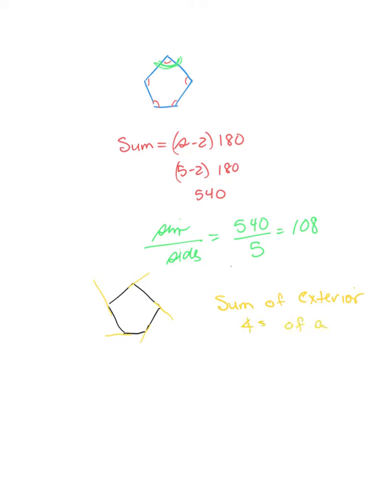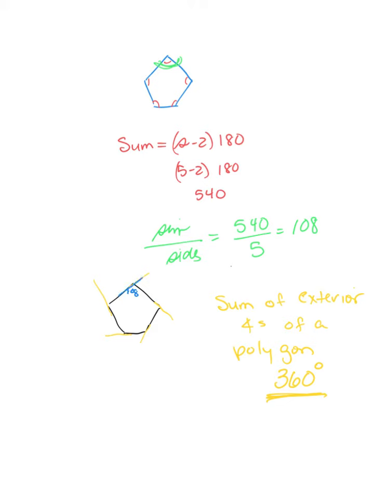of a polygon, the answer is always 360 degrees. Always, always, always. And let's see why that is. If these were each 108, right?